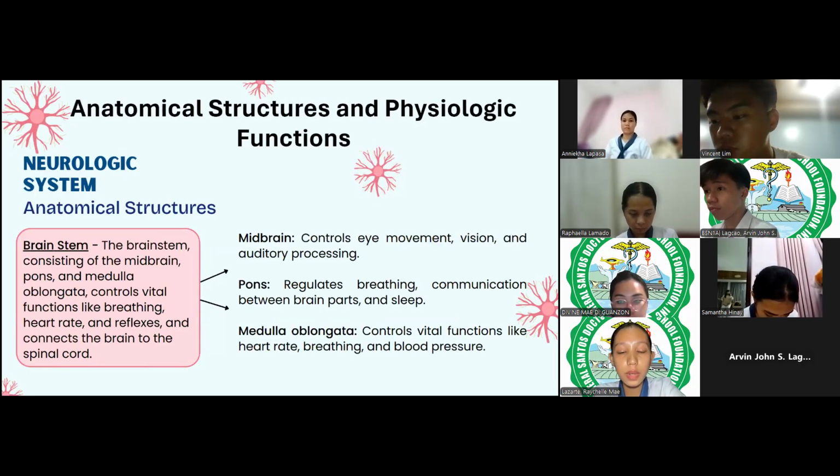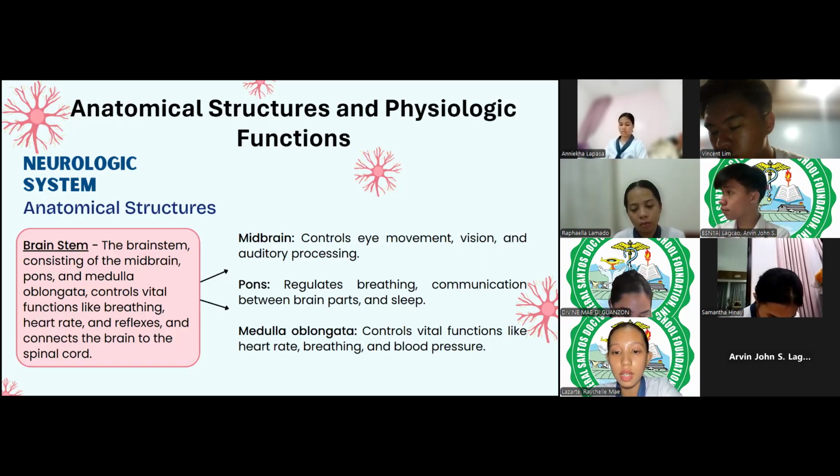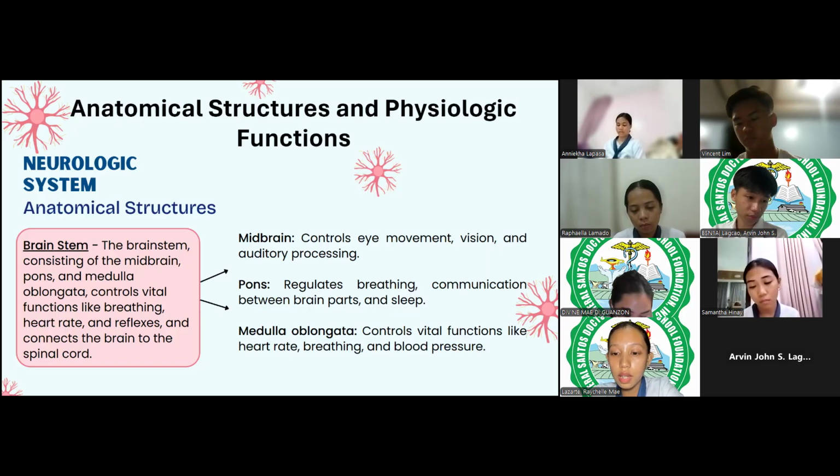Then another one is the brainstem. The brainstem, consisting of the midbrain, pons, and medulla oblongata, controls vital functions like breathing, heart rate, and reflexes and connects the brain to the spinal cord. The midbrain controls eye movement, vision, and auditory processing. The pons regulates breathing, communication between brain parts, and sleep. The medulla oblongata controls vital functions like heart rate, breathing, and blood pressure. Next, please.